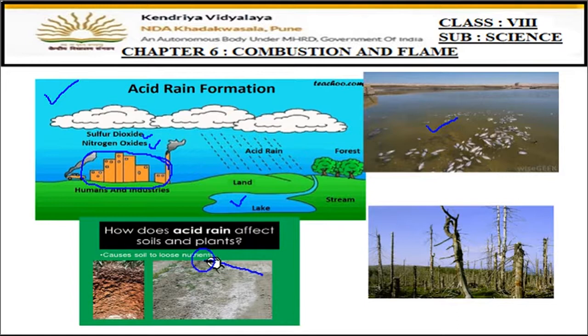Okay, and you can see here the condition of the soil also because of the acid rain. So the soil also becomes acidic and it is unfit for the growth of the plants. Plants cannot grow in that acidic soil. Okay, so this is all about the lesson.